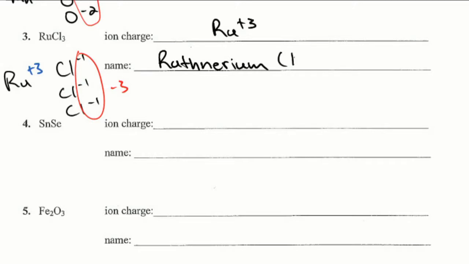And in this case, it has a charge of 3. Chlorine is chloride. Ending: chlorine changes to chloride. SnSe, Fe2O3, and CuF2.